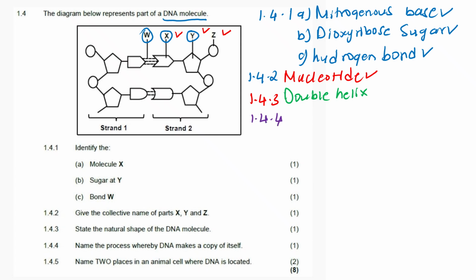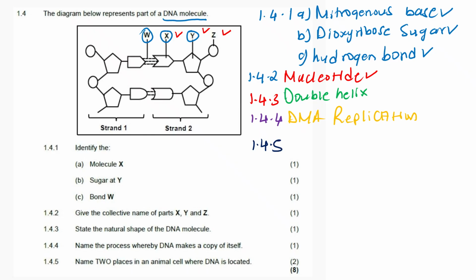Therefore, now 1.4.4. Name the process whereby DNA molecule makes a copy of itself. We know that it is what we call DNA replication. Very good. It is a process whereby DNA makes a copy of itself.